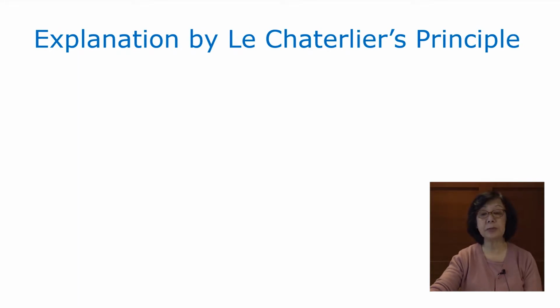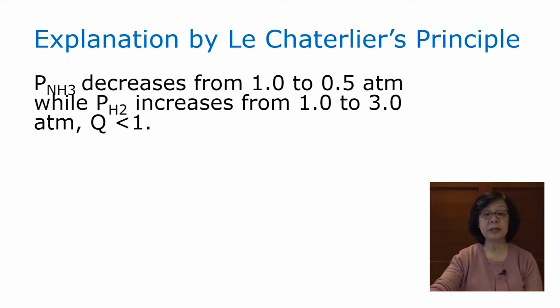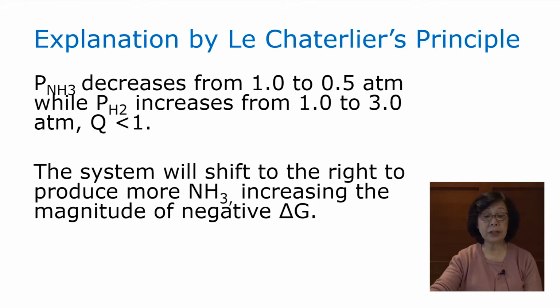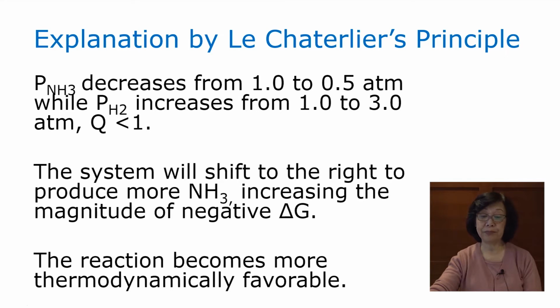Now we can explain this by Le Chatelier's principle. Since we are decreasing the partial pressure of ammonia from 1 to 0.5 atm, while we are increasing the partial pressure of hydrogen from 1 to 3, that means the quotient is less than 1 because there's less product compared to reactant. Therefore, the system will shift to the right to go forward to make more ammonia. Therefore, the ΔG will become more negative and the reaction becomes more thermodynamically favorable.